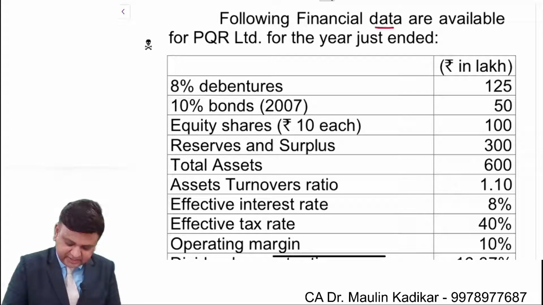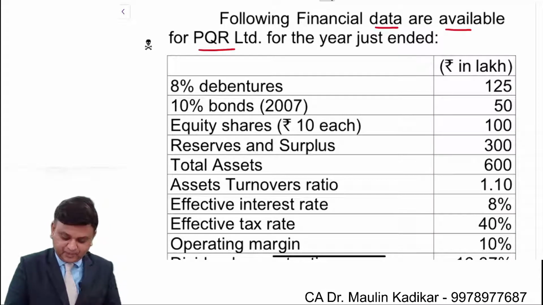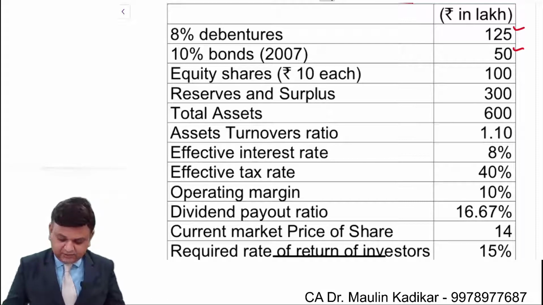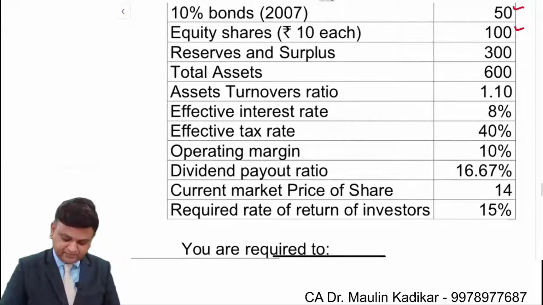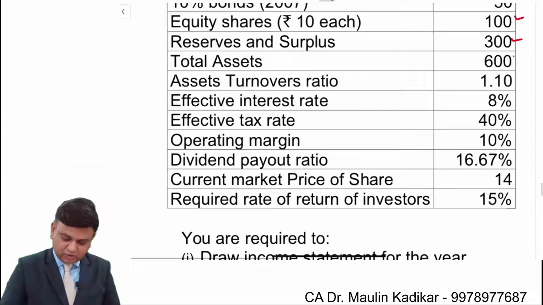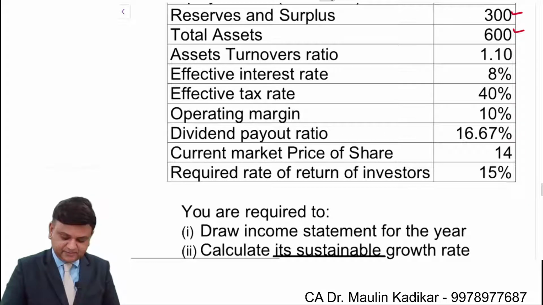Following financial data are available for P.Q. Limited for the year ended: 8% debentures of 125 lakhs, 10% bond 50 lakhs, equity share of 100 lakhs, reserves and surplus 300 lakhs, total asset 600 lakhs, asset turnover ratio 1.10.